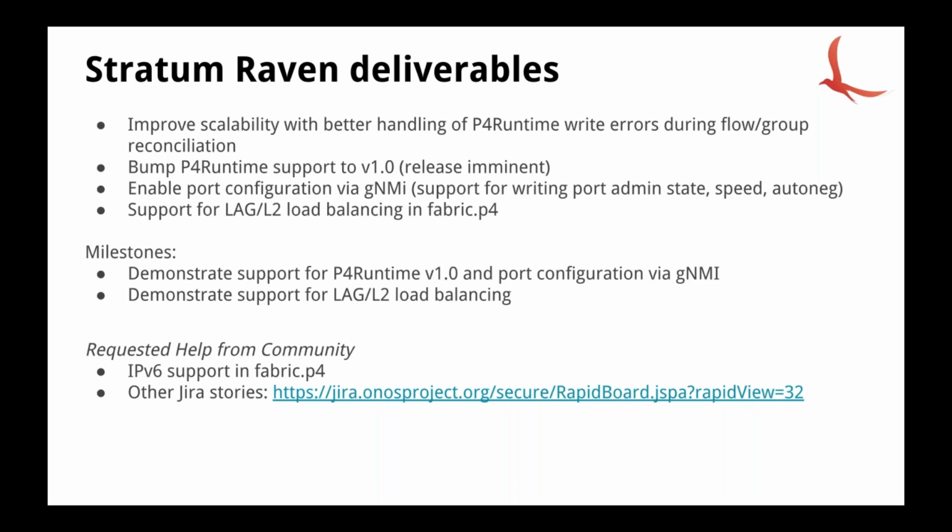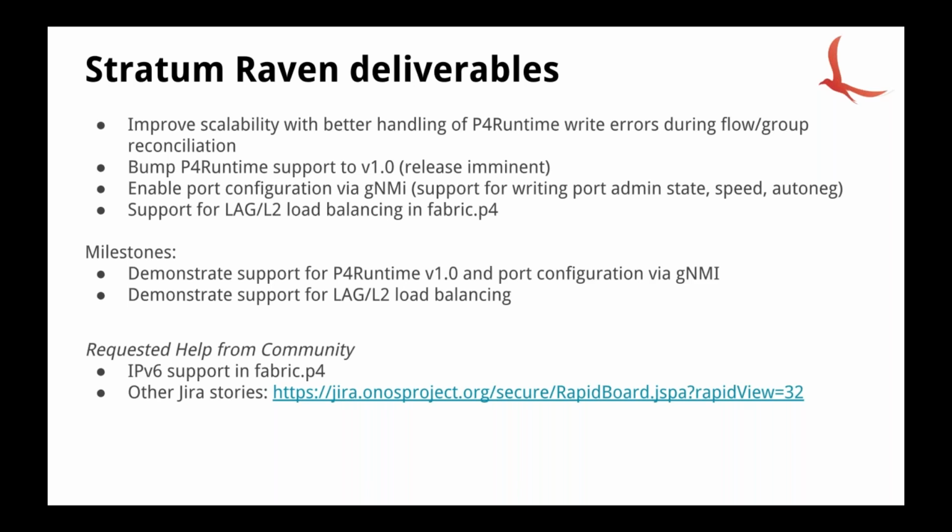Okay. So in terms of deliverables, we plan to improve scalability. We noticed some issues when using Trellis when it comes to responding to switch failures, link failures, or changes to the topology. When it comes to flow and group reconciliation, basically we don't respond to certain write errors, for example, duplicate flow entry or group, things like that. So we rely on the reconciliation mechanism, which makes us wait probably too much time before the desired state is applied to the device. So we have a plan to slightly improve the way we do flow group reconciliation to improve reconciliation times.